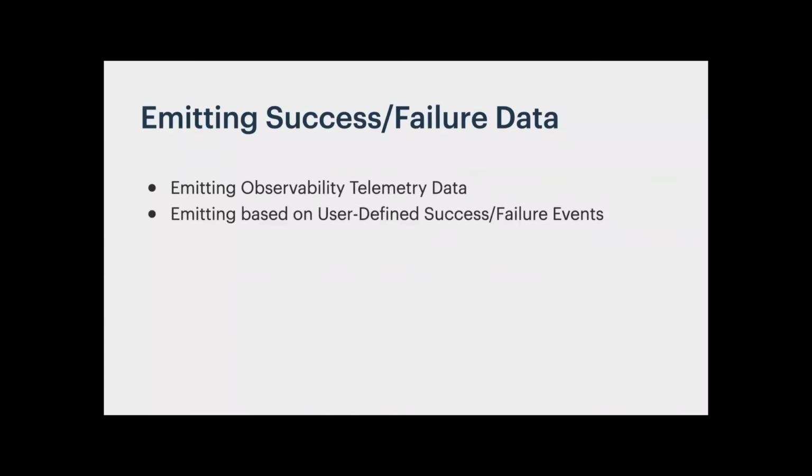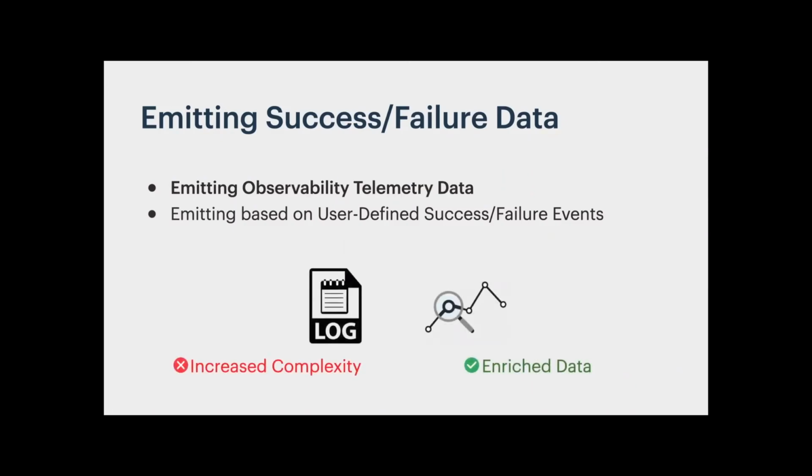When it came to emitting success and failure data, we had different proposals here, including emitting observability telemetry data or emitting based on user-defined success and failure events. Emitting observability telemetry data consists of enriched data that includes things such as logs and metrics. Although enriched, this data could require additional infrastructure. For instance, a telemetry collector could be needed in order to receive, process, and export the data. Ultimately, this solution came with increased complexity, and because we were looking for a lightweight and simple solution, we opted not to pursue this.